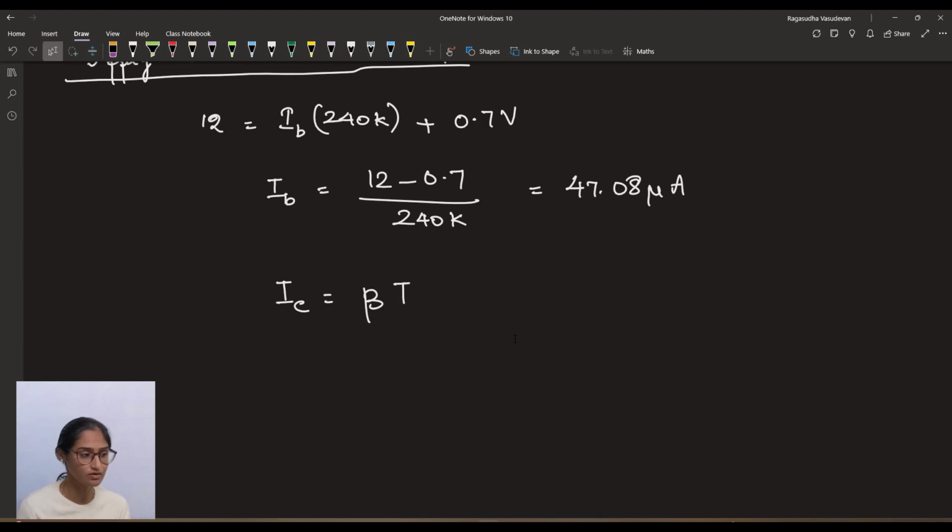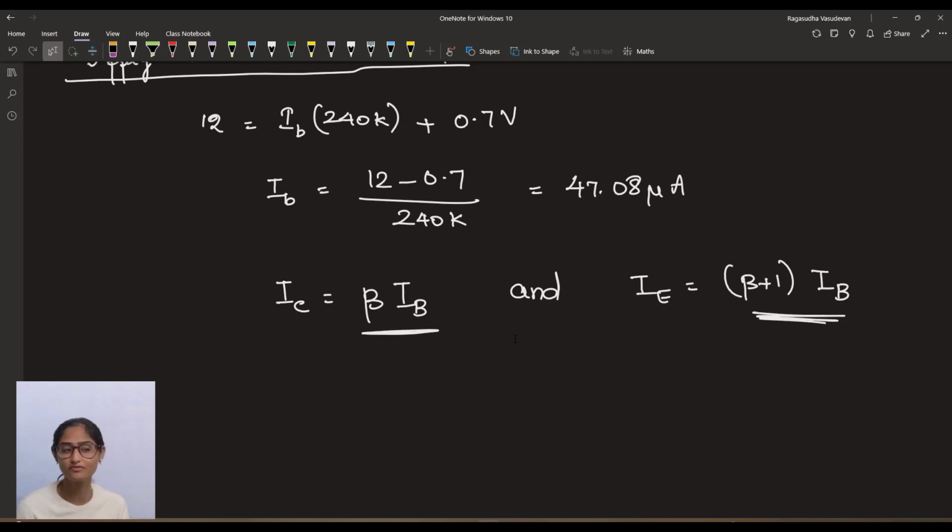Now let's find out the value of IC. IC is equal to beta times IB. And what is IE? IE will be beta plus 1 times IB. Okay. This is beta times IB and this is beta plus 1 times IB. So IE will be a little greater than IC in this case. Not only in this case, in any transistor for that matter. IE is designed to be a little greater than IC. Why is that so? And how is the transistor designed for that?